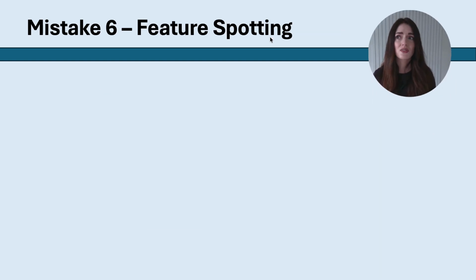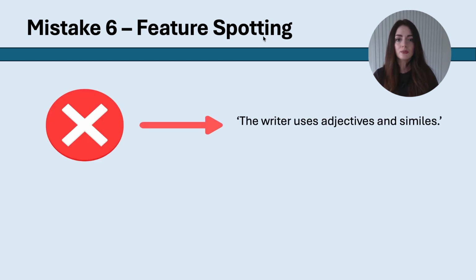Now, students sometimes, I say sometimes, but it happens a lot, list techniques without explaining viewpoints. So, for example, the classic sentences are, the writer uses adjectives and similes. The writer uses verbs. Now that alone gets limited marks. We need you to analyze why. Why are they using these techniques? What are they trying to convey? What does it tell us about how they feel and their perspective?